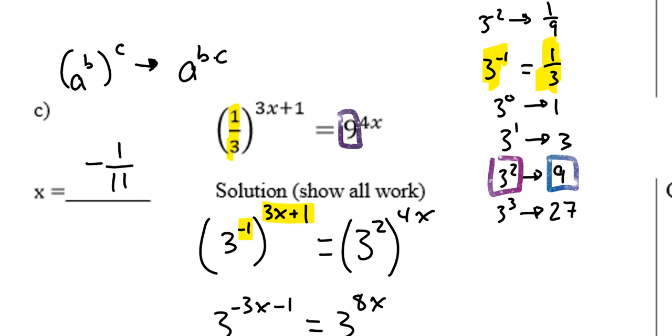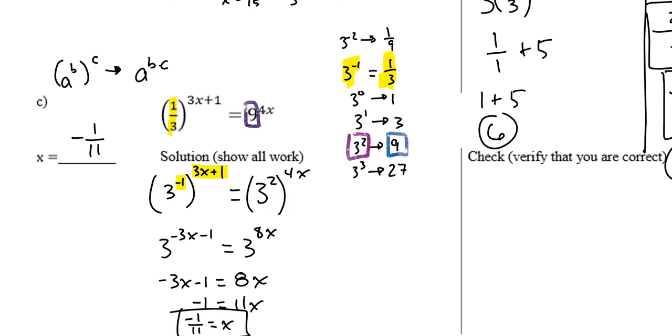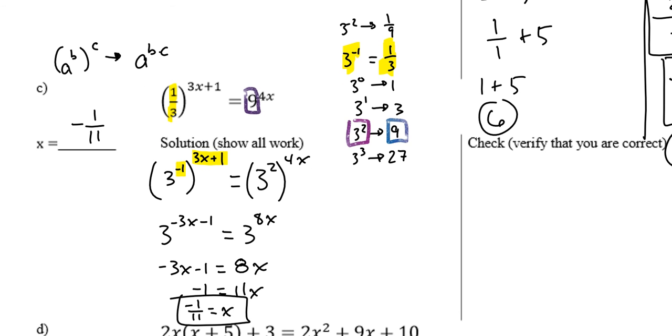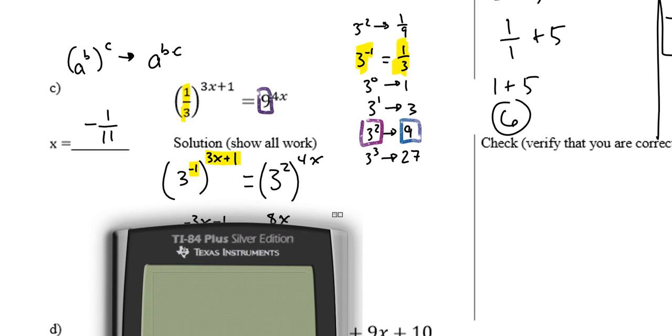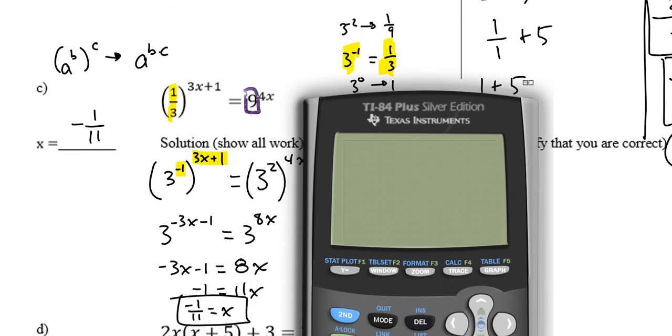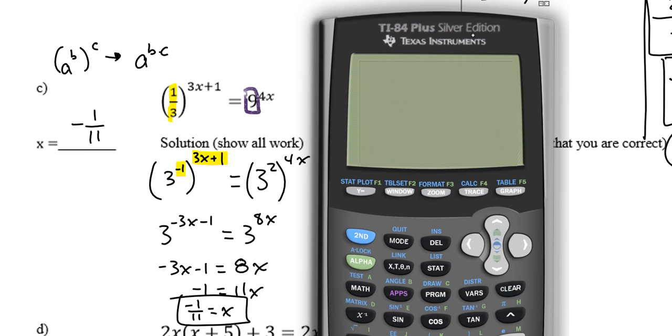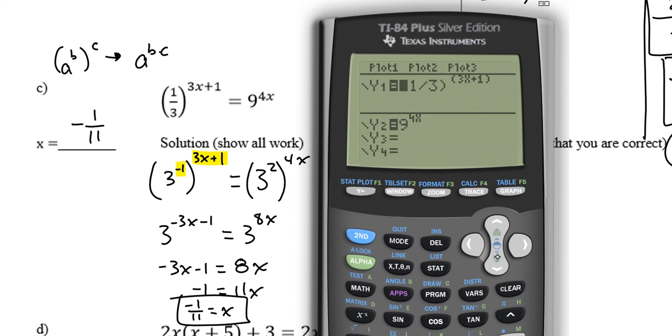Okay, so time to check this one, and I have to say this is probably a fairly difficult expression to check. So I'm going to choose to use my calculator. I'm going to plug in this -1/11 and just verify that both the left and the right hand side are the same. So to do that, let's go ahead and enter that fraction first. So we'll turn on our calculator.